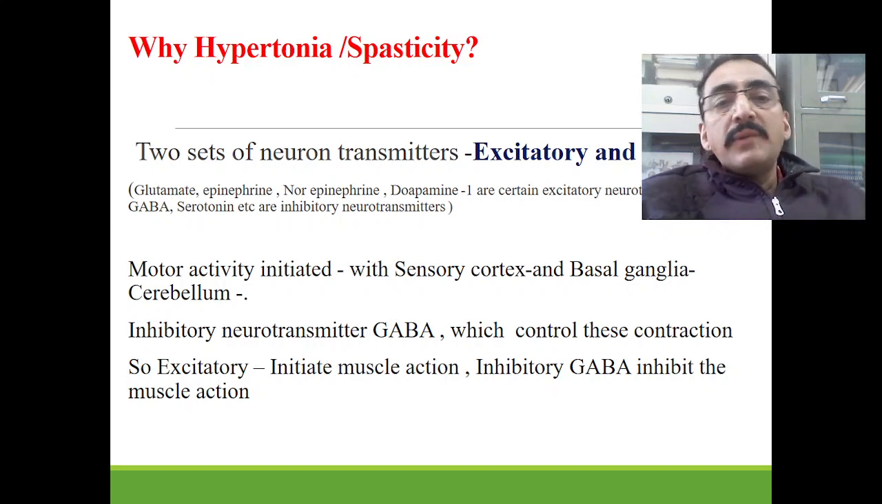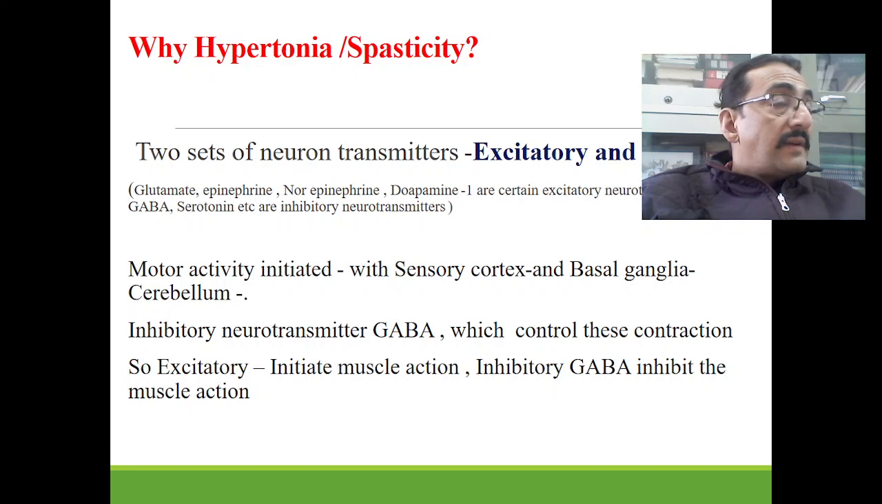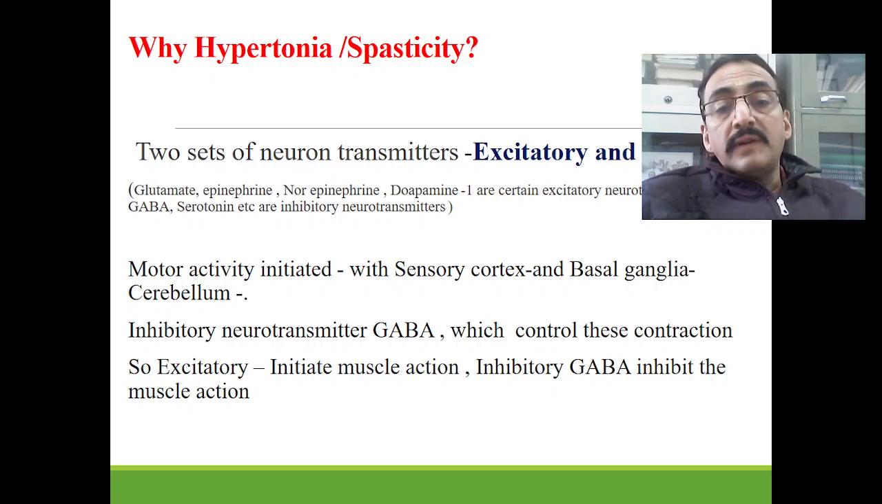So any motor activity, when it is initiated, goes first with the sensory cortex and then to the basal ganglia and then to the cerebellum. This is how any activity, when it is stimulated or mediated, is formulated in the motor cortex and then comes to the basal ganglia, then midbrain, then cerebellum and to the spinal cord, etc. So it is always the excitatory which initiates the muscle function, whereas inhibitory GABA inhibits the muscle action.